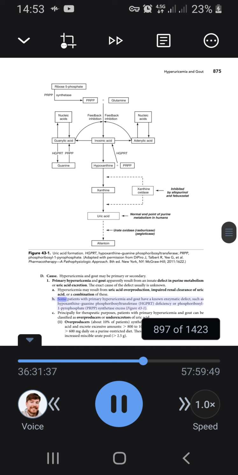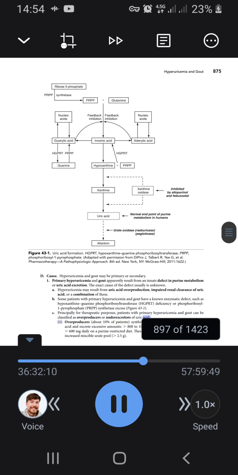B. Some patients with primary hyperuricemia and gout have a known enzymatic defect, such as hypoxanthine-guanine phosphoribosyltransferase (HGPRT) deficiency or phosphoribosyl pyrophosphate synthetase excess, Figure 43-1. C. Principally for therapeutic purposes, patients with primary hyperuricemia and gout can be classified as overproducers or underexcretors of uric acid.